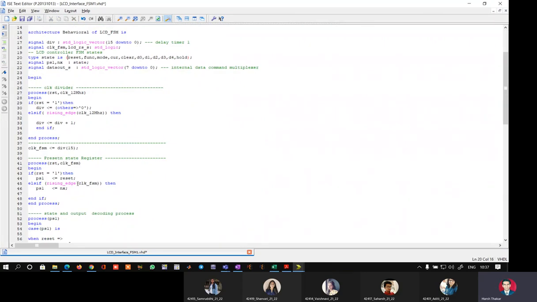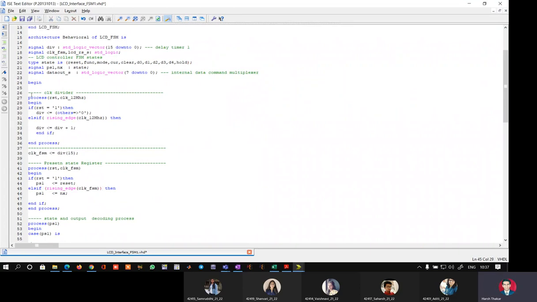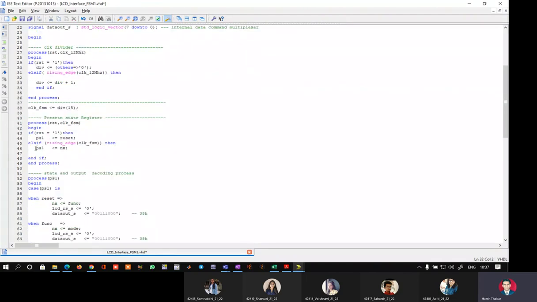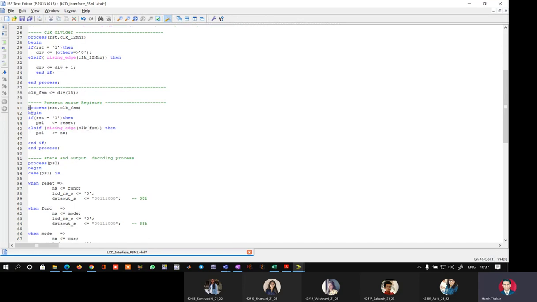So here I have written rising_edge(clock_FSM). So here in process number 1, the 16-bit counter is incrementing itself every falling edge of the 12 megahertz clock. And here my state machine is going from the state PS1 to NX for every rising edge of the 183 hertz clock. That is why the second process is responsible for deciding the next state of the state machine.